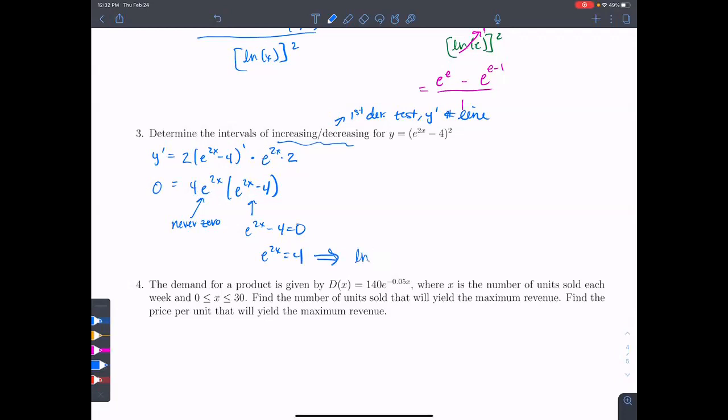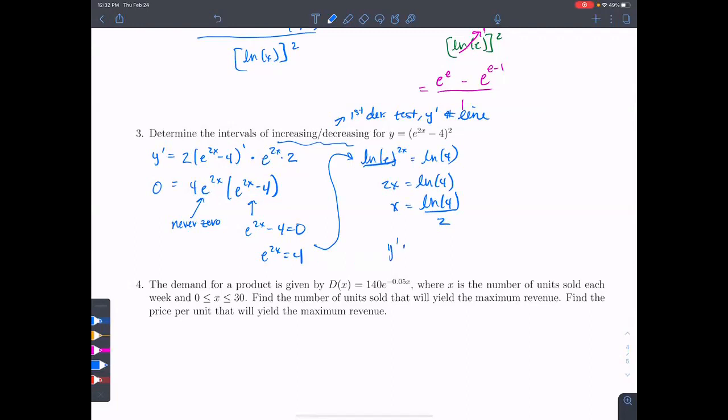Sorry, let me get some space. So then these cancel and we have 2x equals the ln of 4, or x equals the ln of 4 divided by 2. And then you want to do a y prime number line with that value.